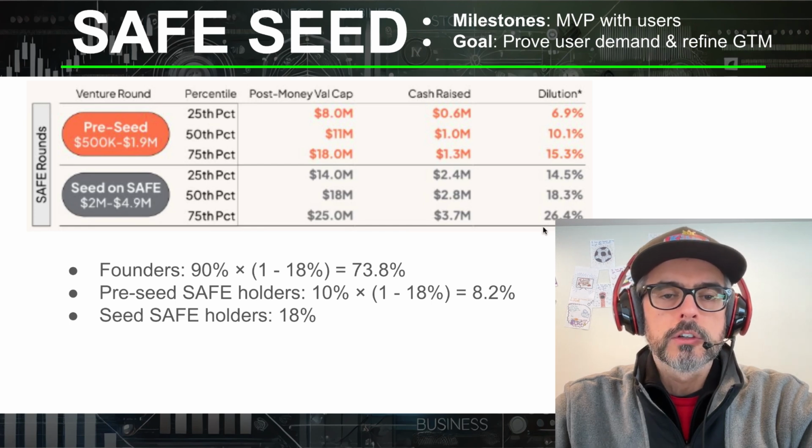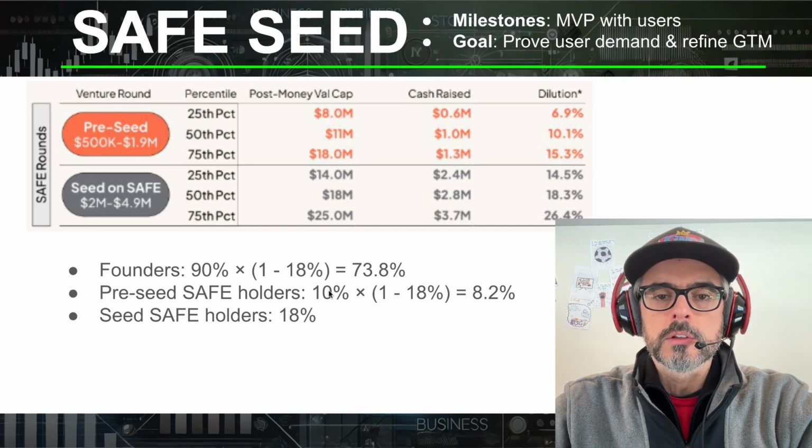For those 4 co-founders that started the company, before this round, they had 90%. So if we now apply the 18% dilution again, that means that they would now own 74% of the company. For those investors that invested in the pre-seed round with the SAFE agreement, they had 10% with now an 18% dilution. That means that now they own 8.2% of the company. And for the new investors who are investing in this seed SAFE round, they get 18% of the company.